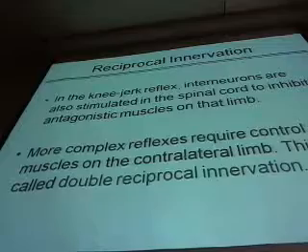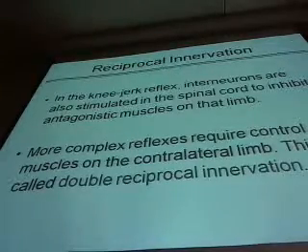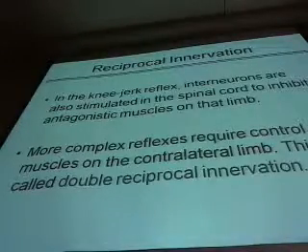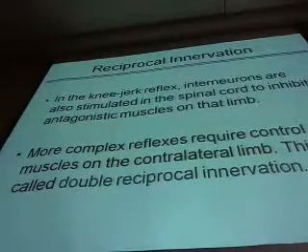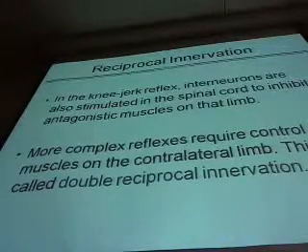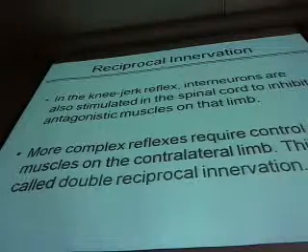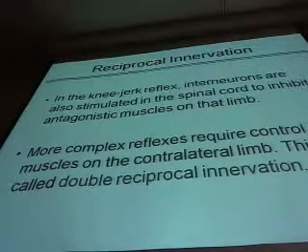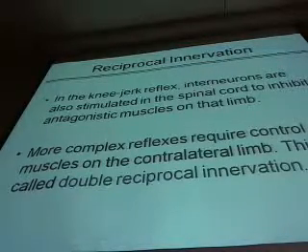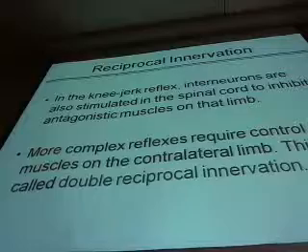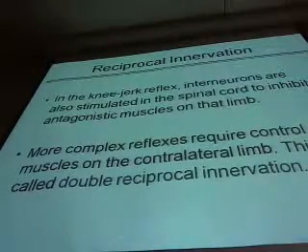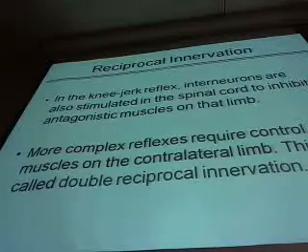Reciprocal innervation. In the knee jerk, interneurons are also stimulated in the spinal cord to inhibit the antagonistic muscles of that limb. If I've got to flex, something's got to tell the triceps to relax. This is your reciprocal innervation. If I consciously say I'm going to flex this, something unconsciously is going to tell the triceps to relax, or else your muscles are fighting each other. And there are some disease processes in which that happens.